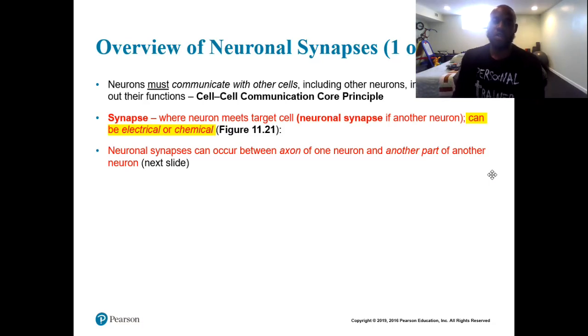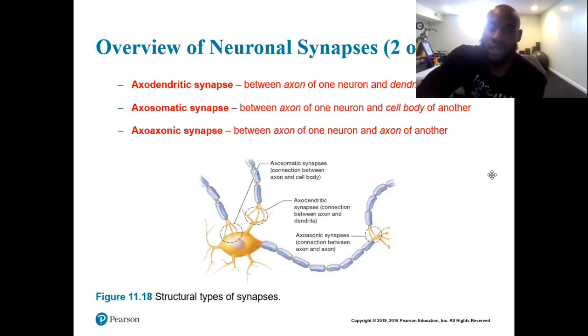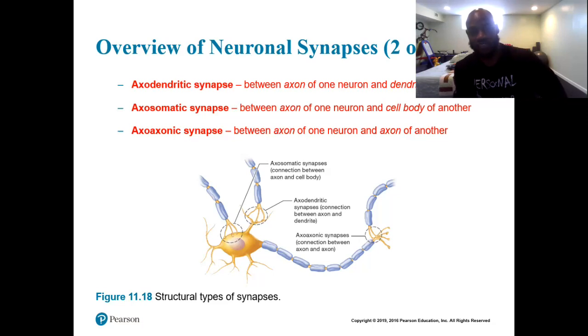Neuronal synapses can occur between an axon of one neuron and another part of another neuron. So it doesn't necessarily have to be axon to axon. You'll see, we have different examples. We have axodendritic, which makes a lot of sense: axon of one neuron to the dendrite of another. Remember, the dendrites of the neuron is where a neuron usually receives a signal. But we do have axosomatic, axon of one neuron to the cell body of another neuron. That can happen as well. We have axoaxonic synapses between the axon of one neuron and the axon of another neuron. So these are all ways that neurons can communicate with other neurons.